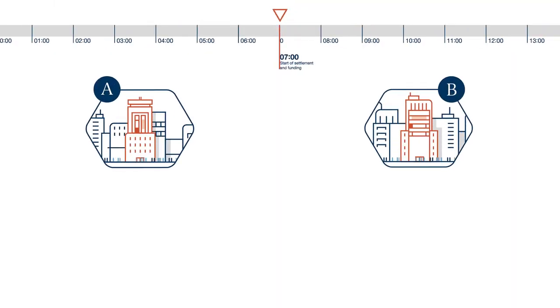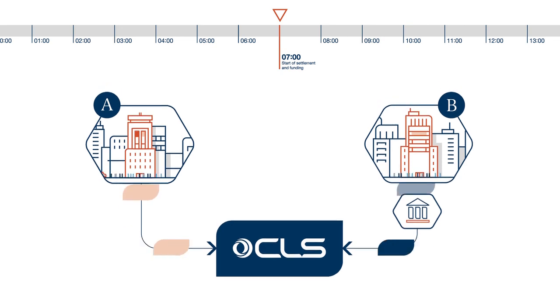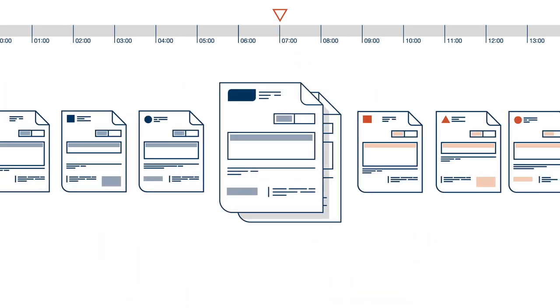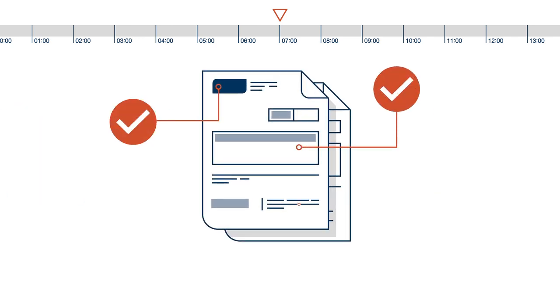At 7 a.m., each member begins paying the required currency amount, either directly or through a Nostro agent in which they hold foreign currency at other banks. The system takes each matched pair of payment instructions in turn from the settlement queue and checks whether they satisfy the CLS Settlement risk management tests.